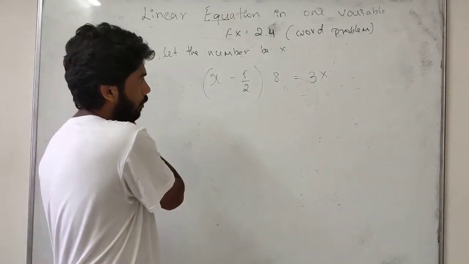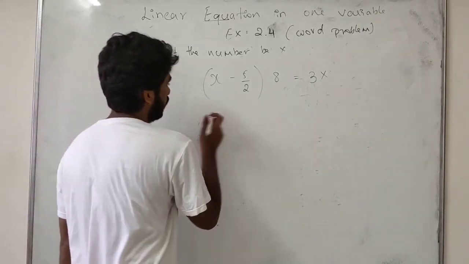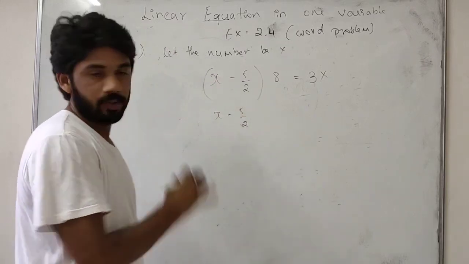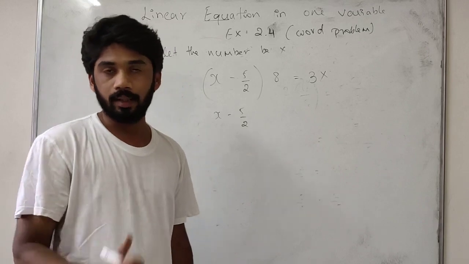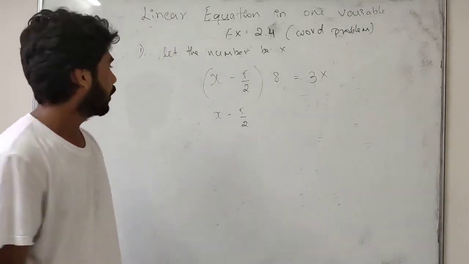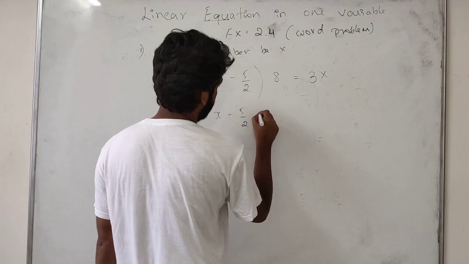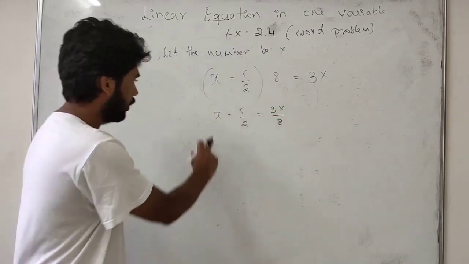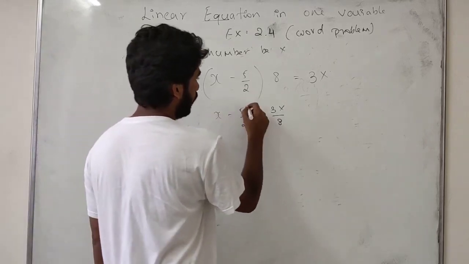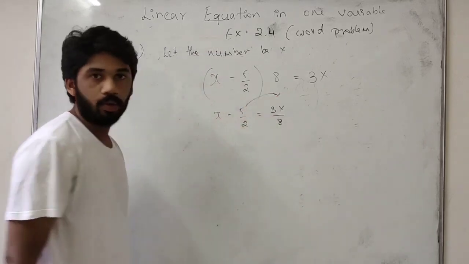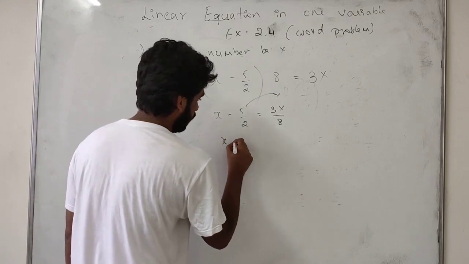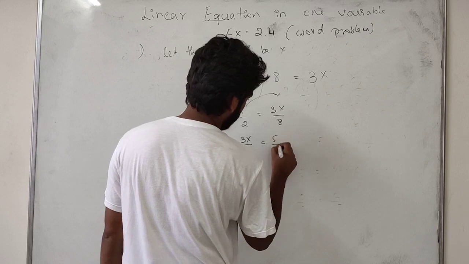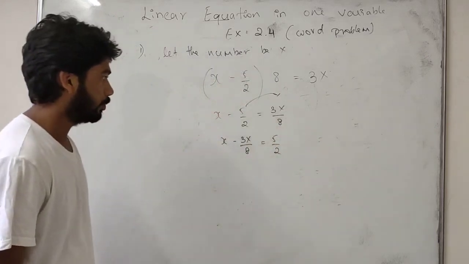Okay students, now we will take this one as 8 times x minus 5 by 2. In this word problem, first we have to read the questions carefully and write the data. After that it will be calculation. So 8 times (x minus 5 by 2) is equal to 3x. Now I will take this to this side so that I will get a positive value. So I will get x minus 3x by 8 is equal to 5 by 2.